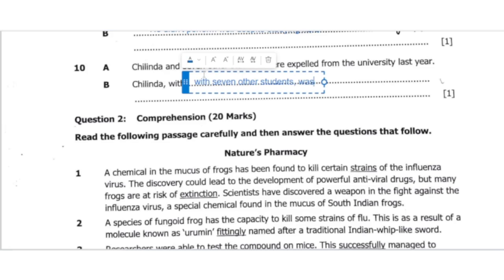was. Now you don't say where. Now remember here, it's more or less like the subject is Chilinda, okay? So was he expelled from the university last year. Okay, he was expelled from university last year. Okay, so that is how we rewrite that.